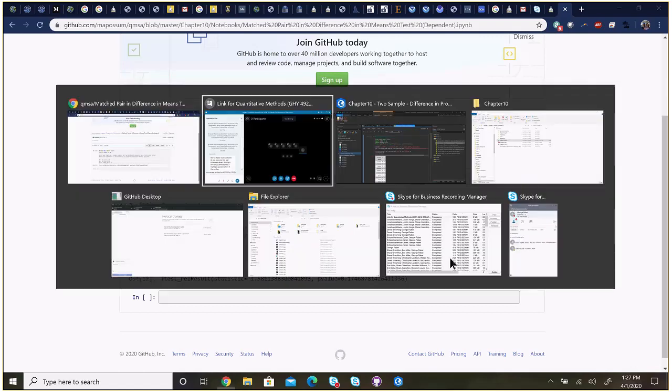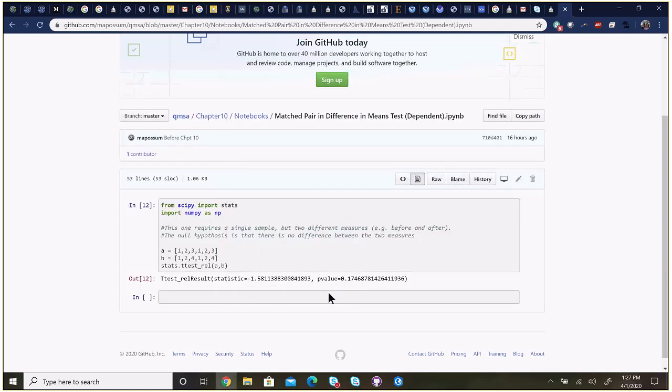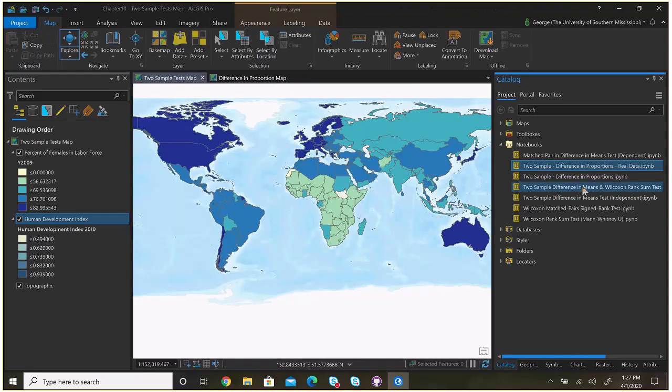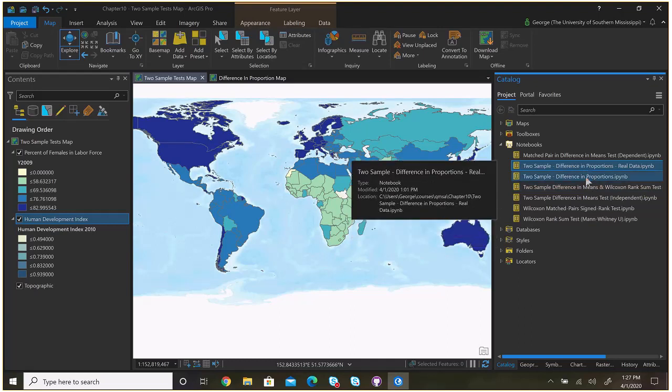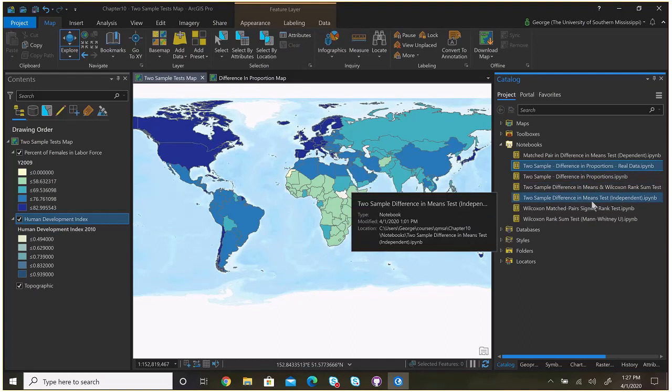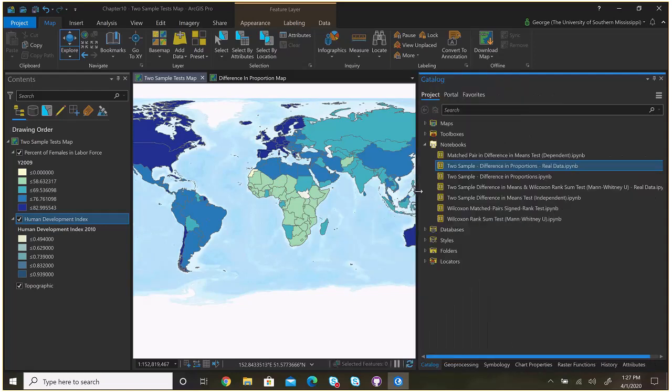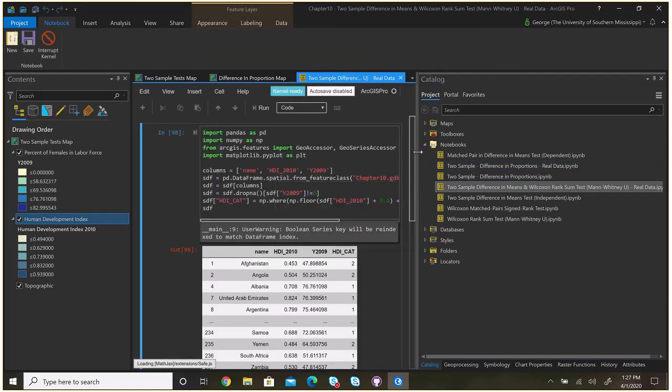Okay, all right. So let's get back to our example here. This is the example that I want to show you. It's a two-sample difference in means test using real data. Oh, it is not there. Oh, there it is. Yep. Sorry, it is there.